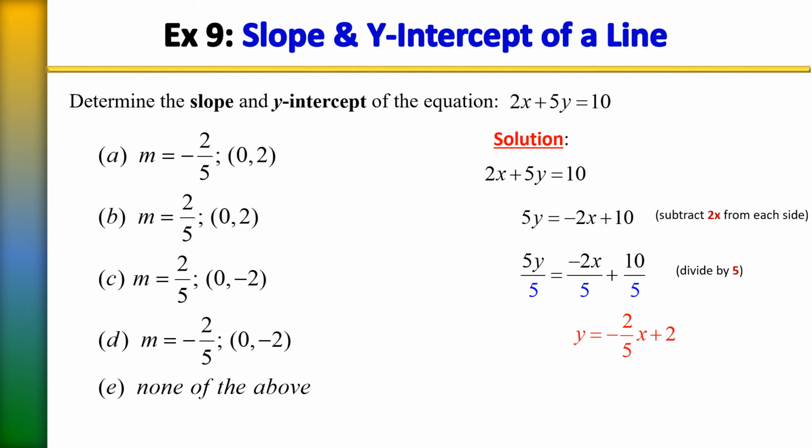How did we get that? Recall, with a fraction, anytime the top or the bottom of a fraction is negative, it makes the whole fraction a negative, so that's negative 2/5. 10 divided by 5 equals 2.